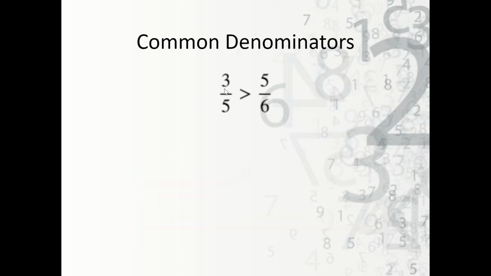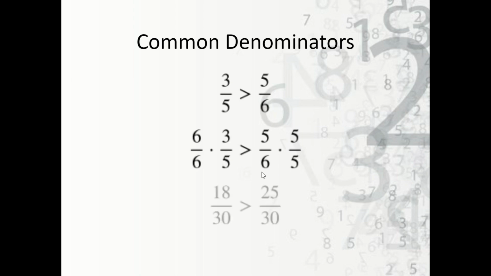So common denominators, that's one possible solution. So we have 3/5 and 5/6. Well, we can see that our common denominator should be 30, right? Because we multiply this by 6/6 and this by 5/5. And what we end up with is 6 times 3 is 18, and 5 times 5 is 25. So we get 18/30 and 25/30. So that's one possibility of what we can do.